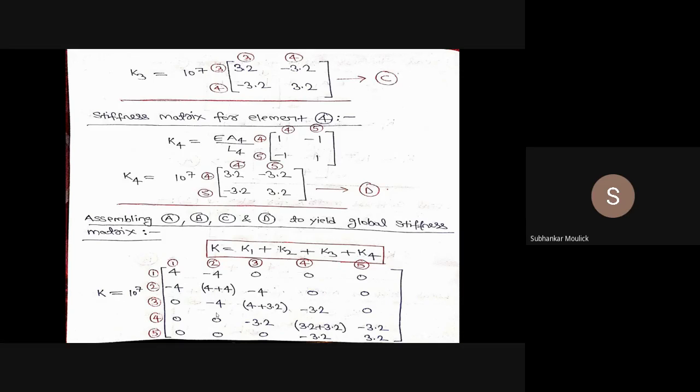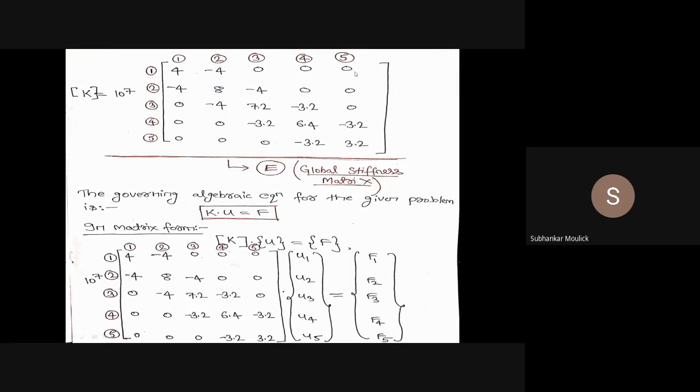Okay. So likewise, we will compute this global stiffness matrix, and this 10 to the power -7 is out of this matrix. We have taken it common. Fine. So if I add these values, 4 plus 4 becomes 8, 4 plus 3.2 becomes 7.2, 3.2 plus 3.2 becomes 6.4. So this equation E will yield you the global stiffness matrix. Is it clear? Any doubt till equation E?